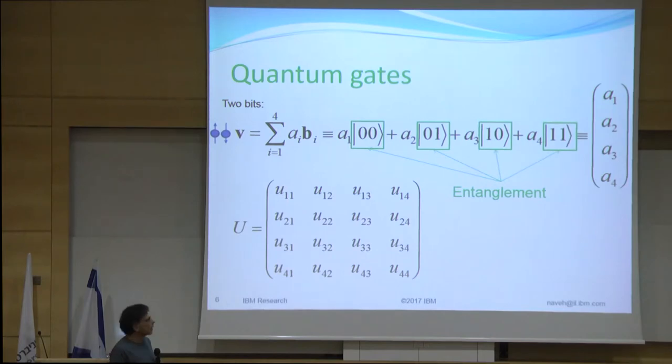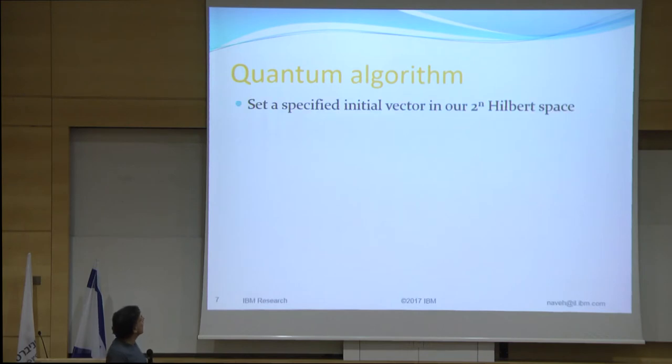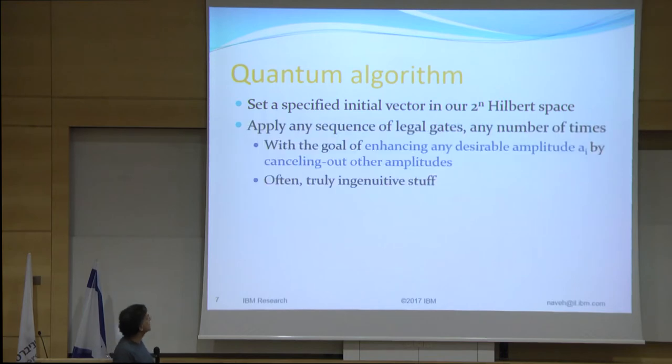And we add another name. Now we also have entanglement. Okay? So this is setting the stage. Now we are in computer science. Okay? What is a quantum algorithm? A quantum algorithm typically starts with a specified set of the initial vector over our 2 to the power n Hilbert space. And then we apply any sequence of legal gates, just as in classical computing, but the gates are, of course, the gates in the sense that we've seen earlier.